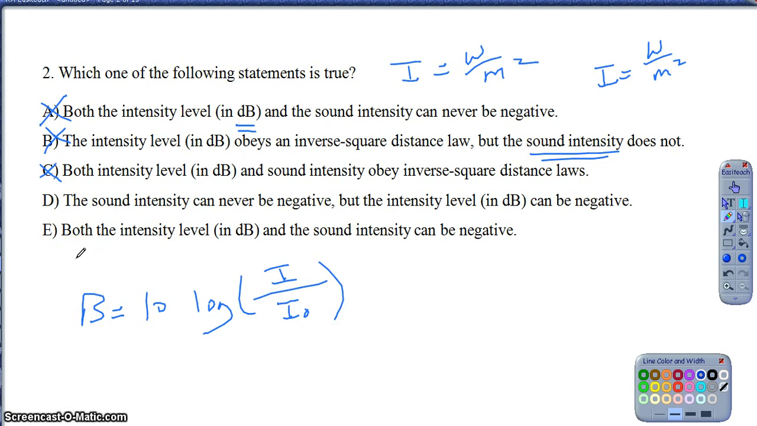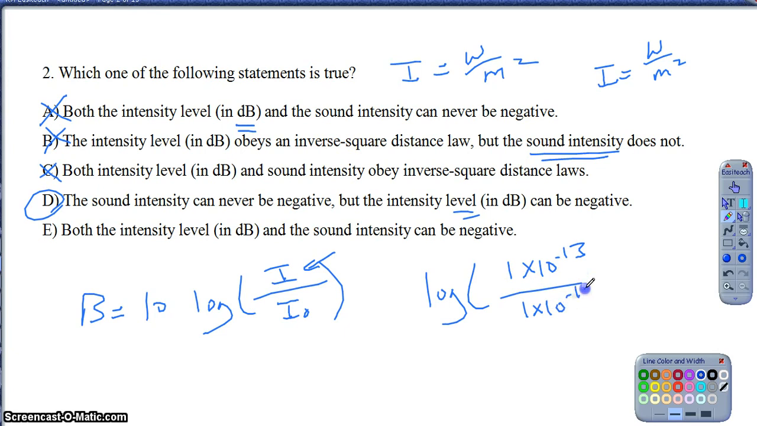And then option D actually is the correct option here. The sound intensity can never be negative. We just said it can either be 0 or a positive number, but the intensity level in decibels can be negative. And that's true. If we had an intensity that was below the threshold of human hearing, right? So if you had, for example, log of 1 times 10 to the negative 13th divided by 1 times 10 to the negative 12th, this would be less than 1. Then this logarithmic function would be a negative value, making that sound level, that intensity level, negative. So that is a true statement, right? And then both cannot be negative because we've already said the sound intensity can't be. Right? So option D is the correct option for question 2.